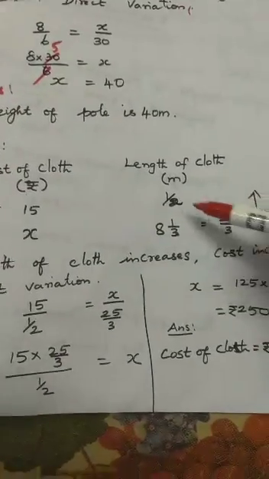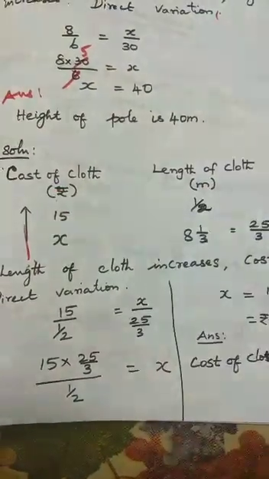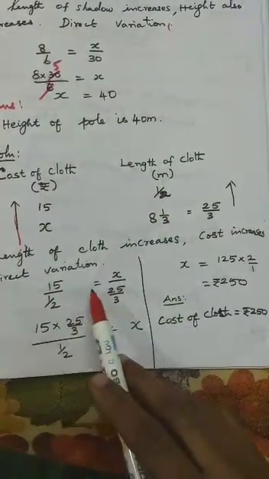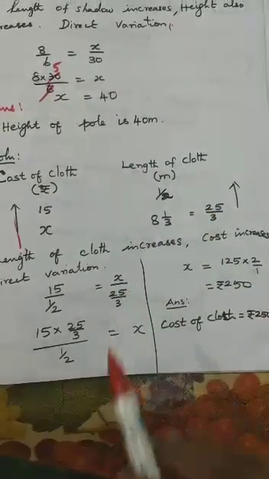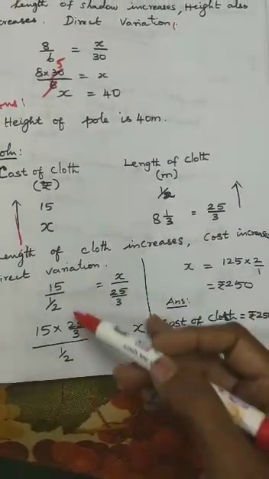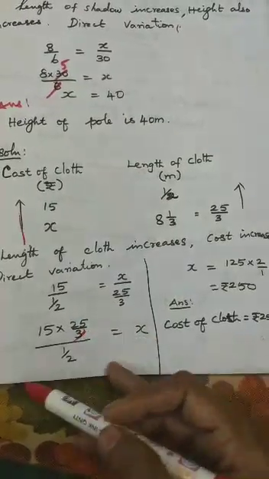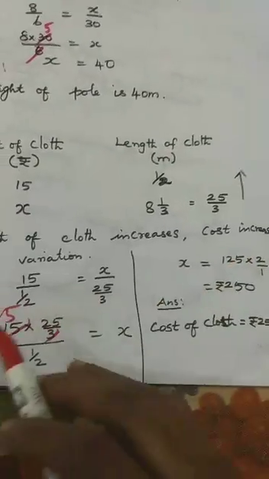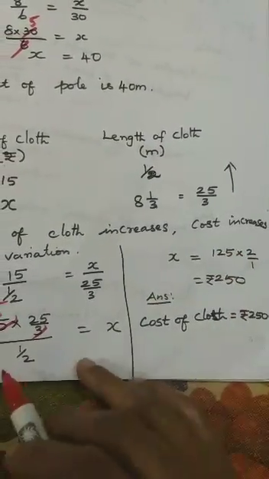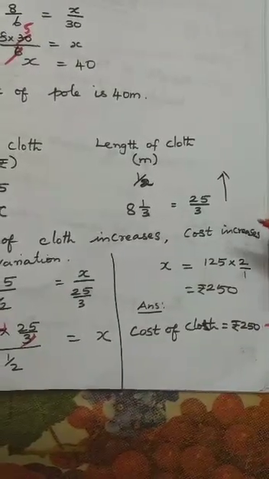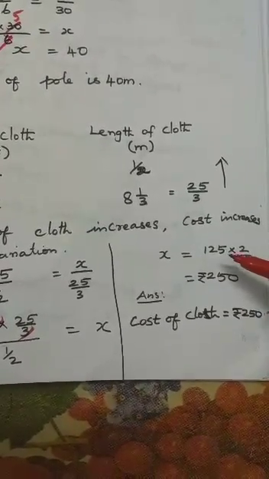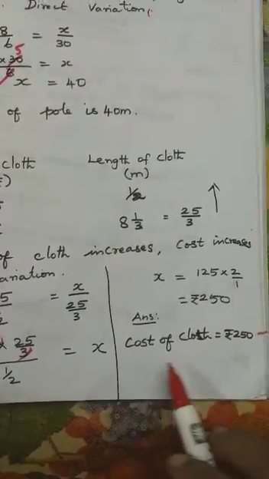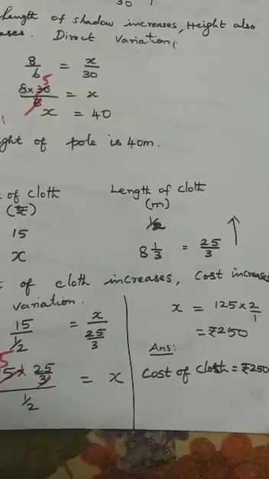Okay. Now the length increases, the cost also increases. So it is direct variation. Now 15 by 1/2 is equal to X by 25 by 3. Okay, you bring this 25 this side, it will come as 15 into 25 by 3. 3 and 15, cancel this. Then it will come as 5 25s are 125. Then 1/2 in the denominator comes to the numerator as reciprocal, 2 by 1. Then 125 into 2, 250. So cost of cloth is rupees 250.